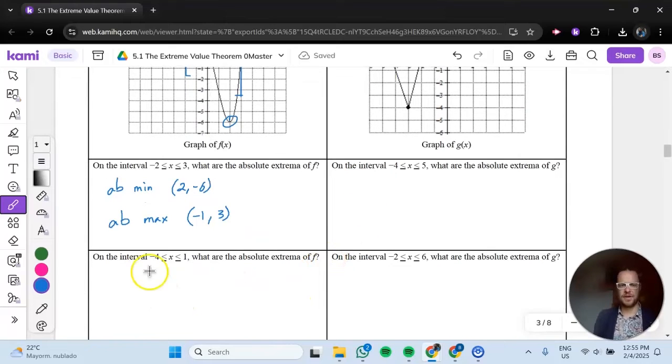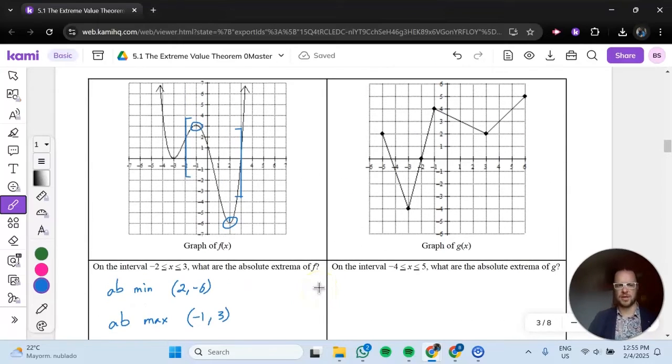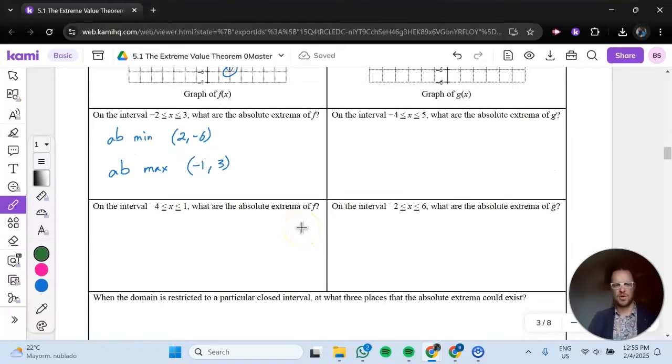Now we're going to look at a different interval. We're going to go from -4 to 1. So I'm going to do that in different colors so we can see it nice and easy. So now we're going to go over here, -4 to 1. And so now when we're looking at our absolute minimum, the lowest point is actually going to be right there on the endpoint. So our absolute minimum was at the point 1, -3.